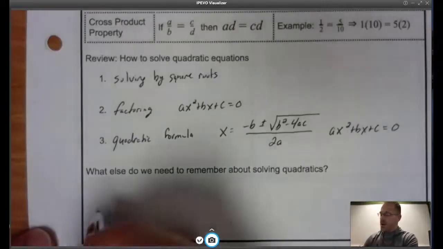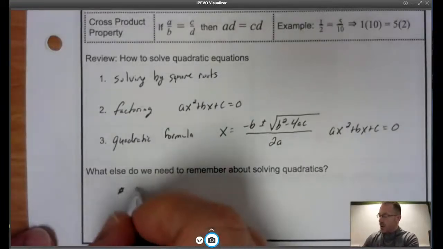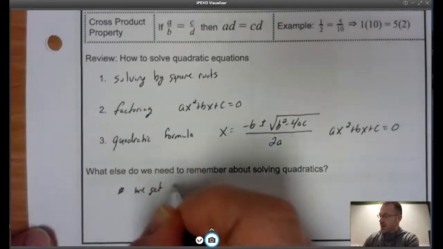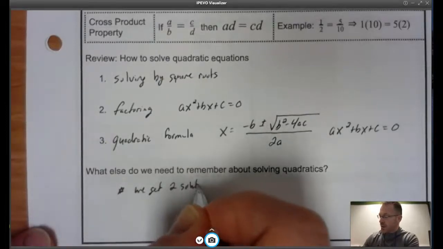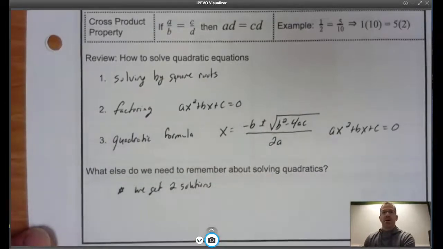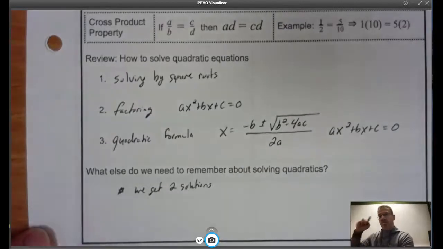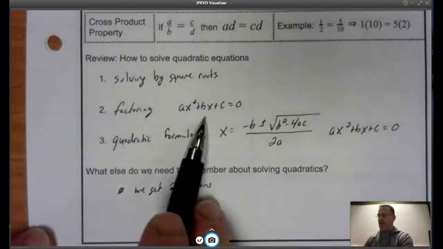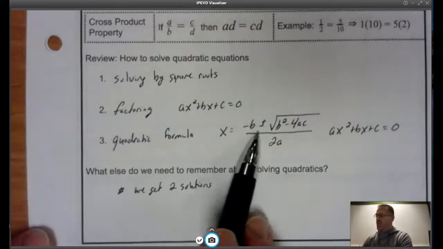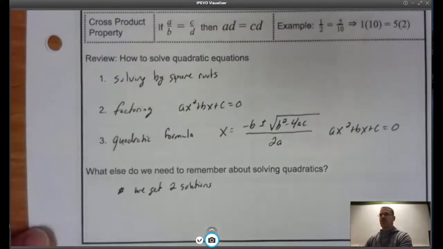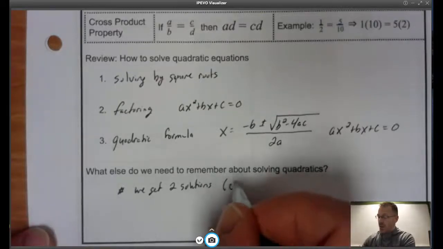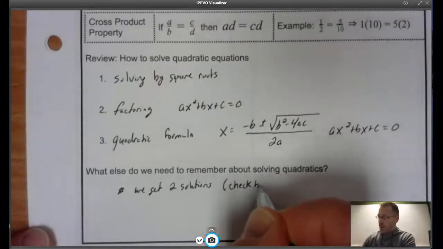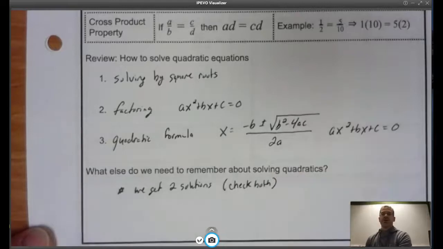A couple of things. The first thing is we get two solutions, so we have to remember that. Whether I'm factoring, using the quadratic formula, or solving by square roots, we're going to get two solutions. And I'm going to put here, check both, to see if they work. It's just a good habit.